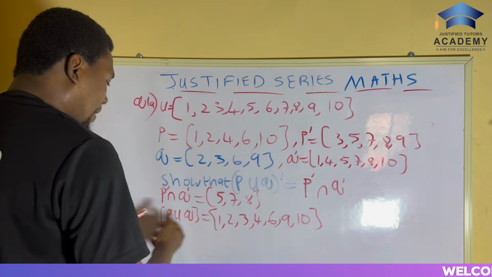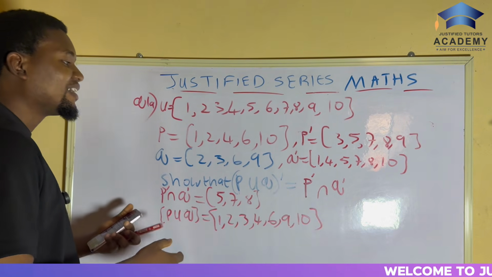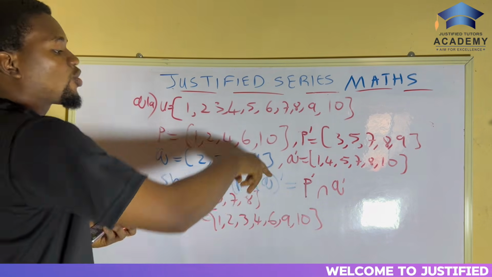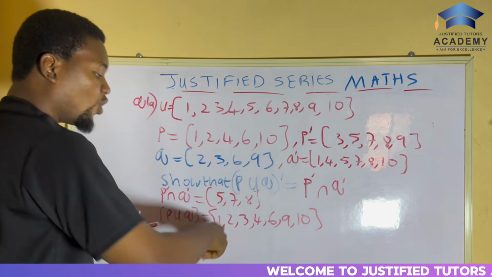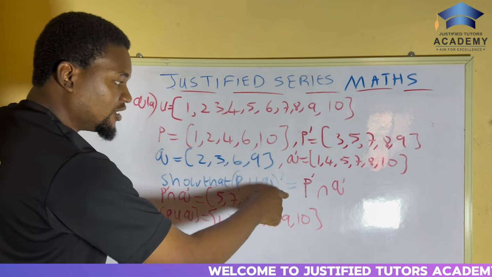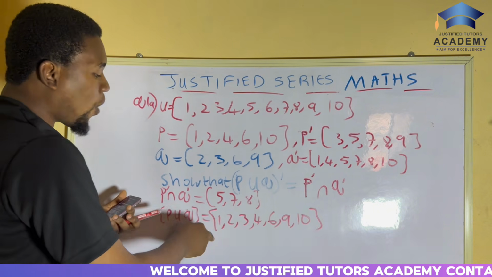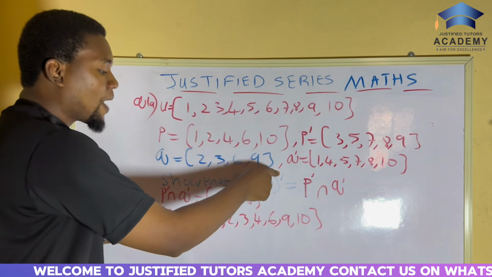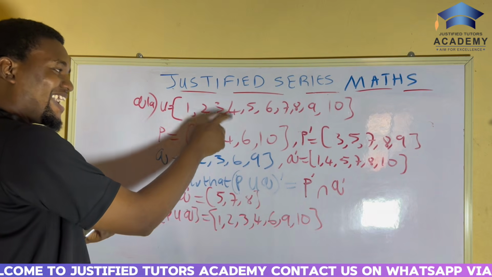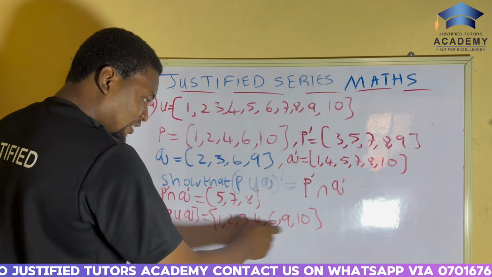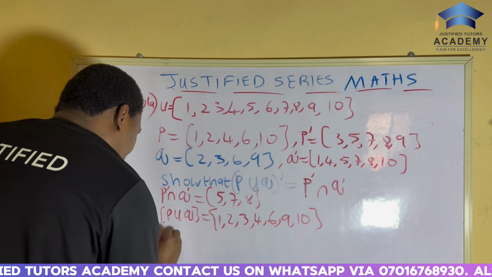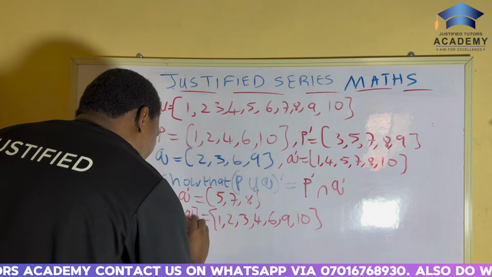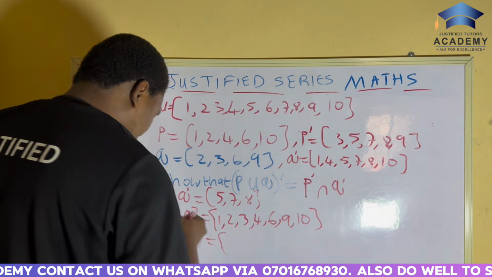So now, these are P union Q. They now said P union Q complement. That means the complement of this is equal to what? Is equal to this. So now, what is the complement of this? Remember, what does complement mean? It means what is here that is not in the other set. So now, P union Q complement is not equal to what?